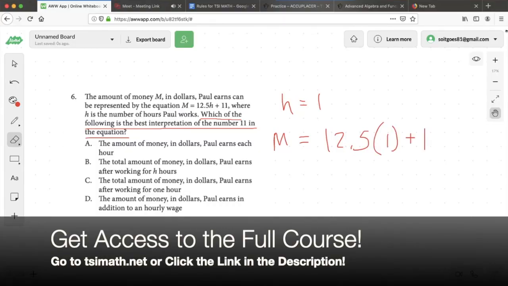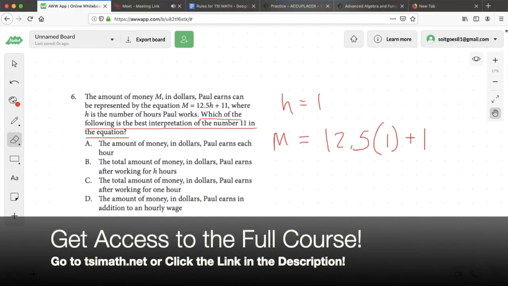Does it make sense what I did there? There was an H, now there's a 1, because I set H as 1. I just created a value, because at the moment, up here in the equation, it's just a variable. It could be any number of hours. And I said, let's see what happens after he works 1 hour. Does that make sense?